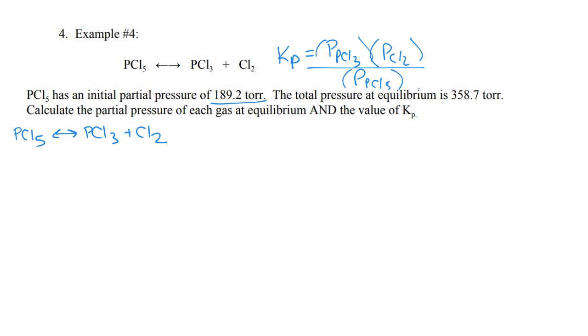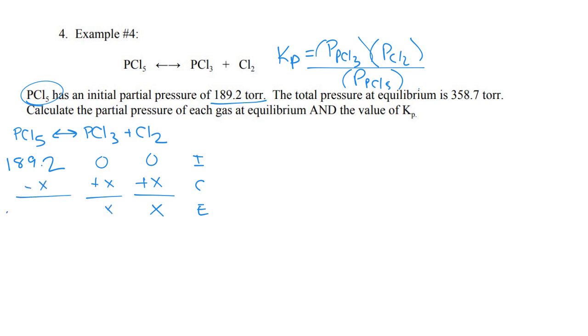Notice they give us our initial partial pressure of PCl5 is 189.2 torr. So I can plug that in. If this is my ICE table, I didn't leave room on the left side for my letters there. I'm going to start with 0 here, plus x. This is going to be minus x, so I end up with 189.2 minus x. Now, step number 1 was to write the K expression. Step number 2 was to set up my ICE table. Step number 3 is to solve for x. So let's take a look at how I can do that.